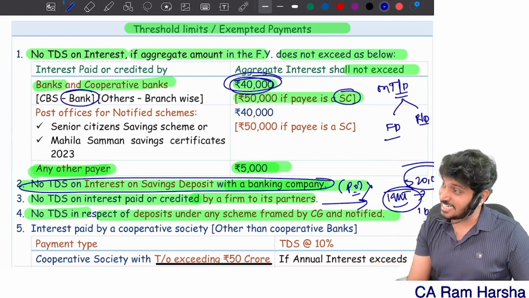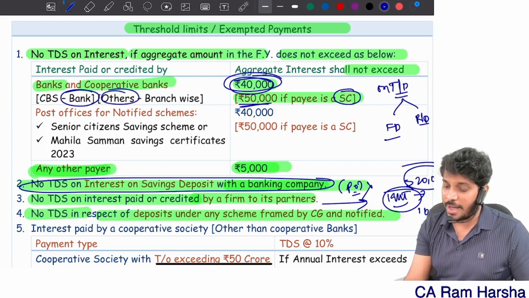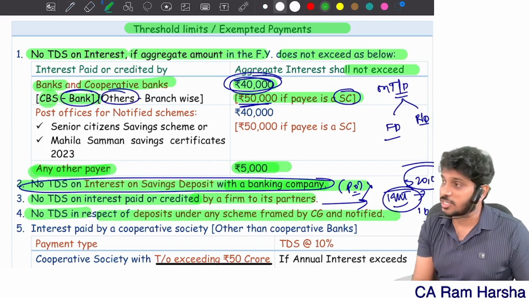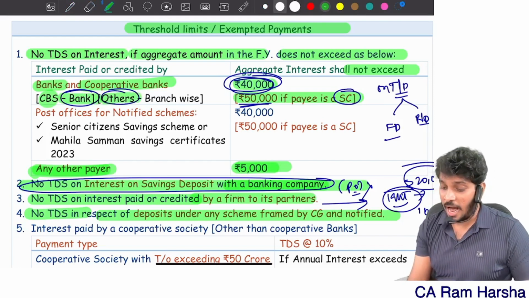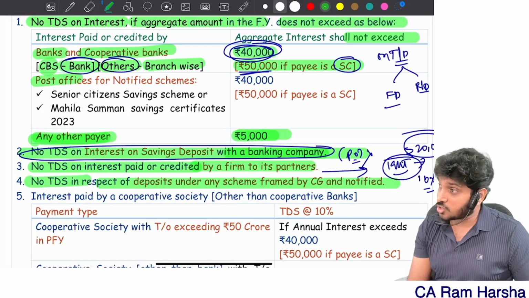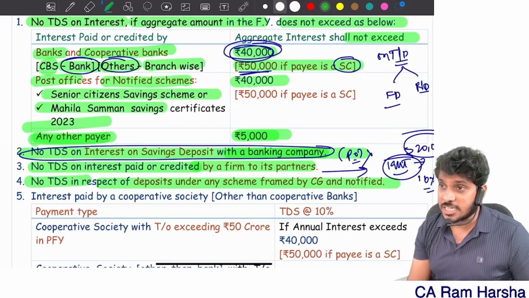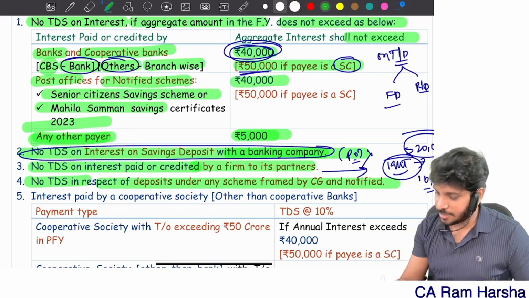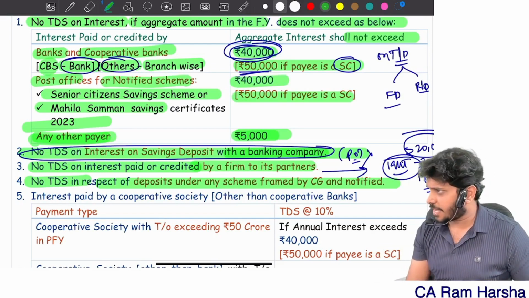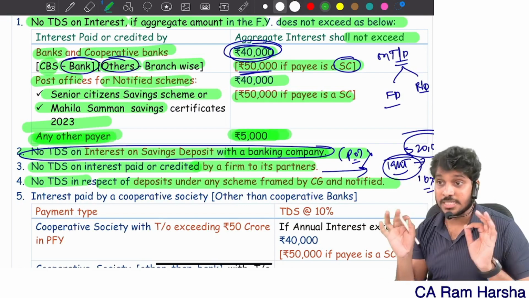Suppose the recipient is a senior citizen, then the bank will apply the 50,000 threshold limit. Sir, the bank does not have core banking solution. See, if core banking solution is there, you should see bank-wise. Others means core banking solution is not there, then we will see branch-wise. Yes or no? Post offices also have to deduct TDS on notified schemes. Only for these schemes, if the interest amount paid exceeds 40,000, 10%. Otherwise, 50,000. Yes or no? Suppose interest is paid by some other person, sir, 5,000 is the threshold limit.